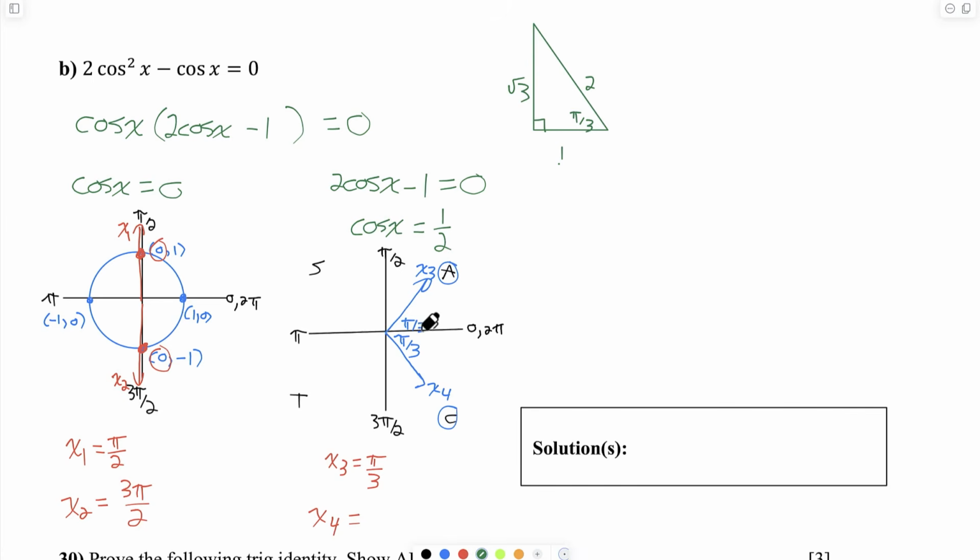But in quadrant 4, to get from the initial arm all the way to that terminal arm, I would have to go pi over 3 less than 2 pi. So I can do 2 pi minus pi over 3, which is equal to 5 pi over 3. So all of my answers are pi over 2, 3 pi over 2, pi over 3, and 5 pi over 3.